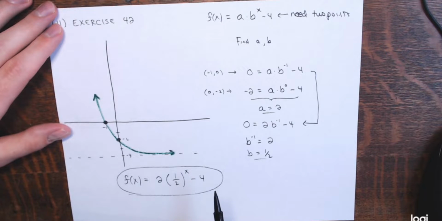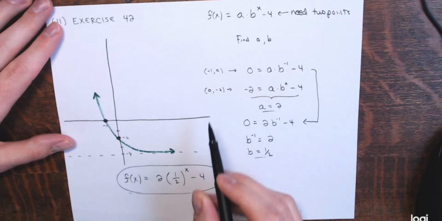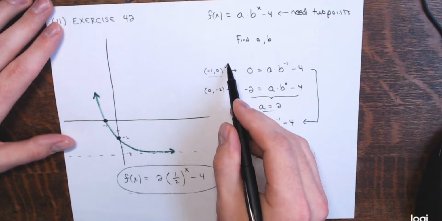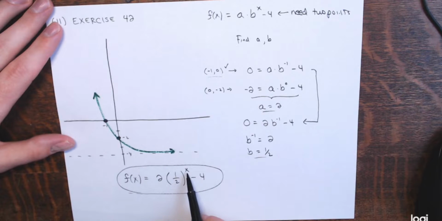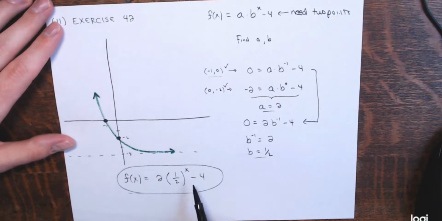And then let's double check. When I plug in negative 1, this would be 2 times, a half to the negative 1 is 2. 4 minus 4 is 0. Negative 1, 0 is on the graph. Check. And when I plug in 0, you just end up with 2 minus 4, negative 2. So 0, negative 2 is on the graph. Also check. And then negative 4, because of this minus 4 here, right? This is the asymptote. And yeah, everything looks great.